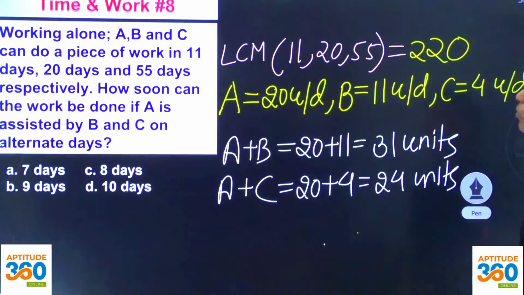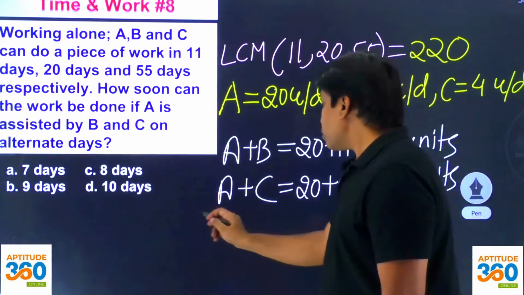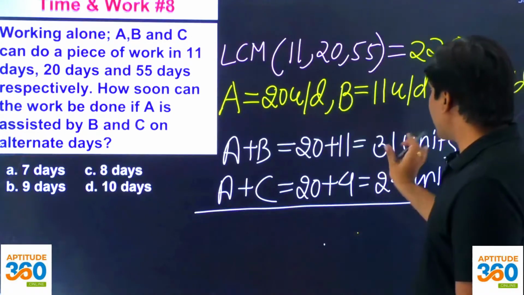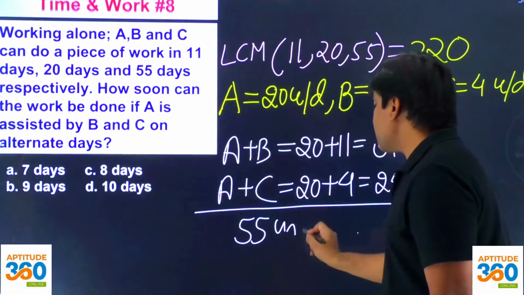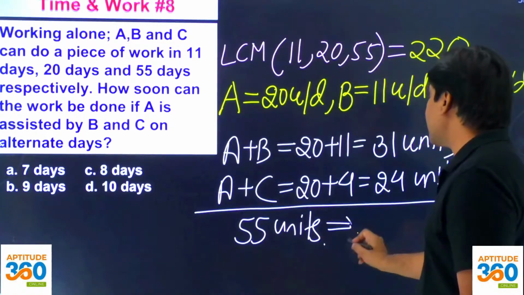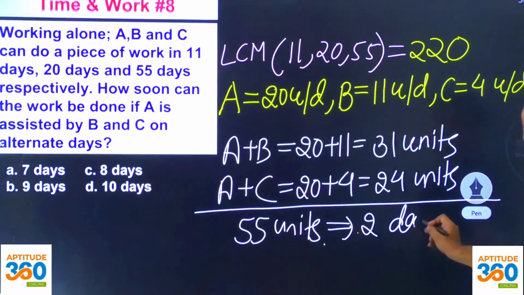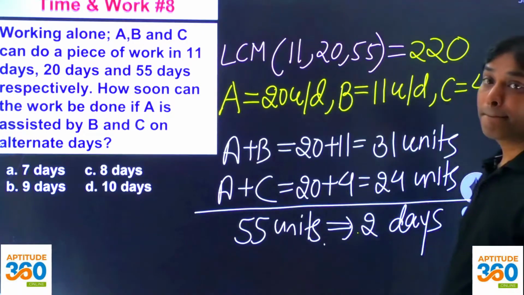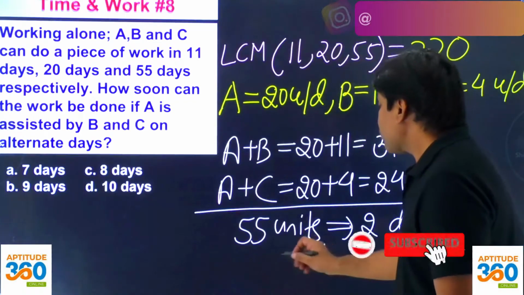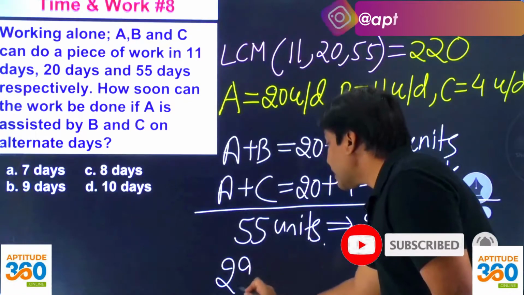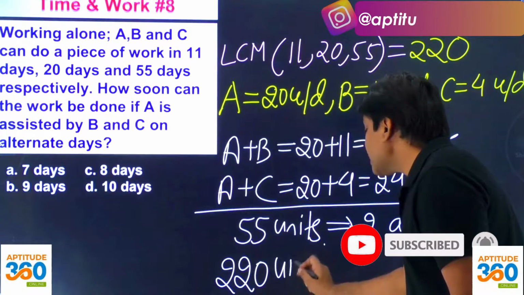Do you understand what I'm trying to say? So what is happening here? 31 plus 24, it is coming out as what? 55 units of the work is being done in how many days? 2 days. Is that okay? And if 55 units is going to be completed in 2 days, the total work that we have taken is 220 units, isn't it?